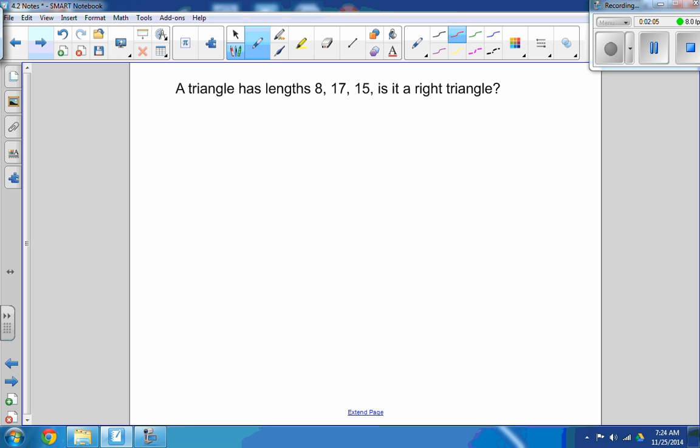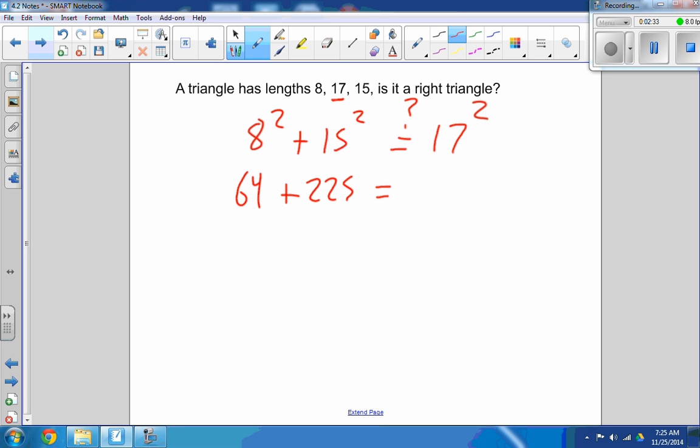A triangle has lengths 8, 17, 15. Is this a right triangle? Now be careful. The numbers are not necessarily in the order of a squared, b squared, c squared. C is always the largest side. So c in this case is 17. So 8 squared plus 15 squared, does this equal 17 squared? All right, so 8 squared is 64. 15 squared is 225. Does this equal 17 squared, which is 289? And it does. 289 equals 289, so it is a right triangle.